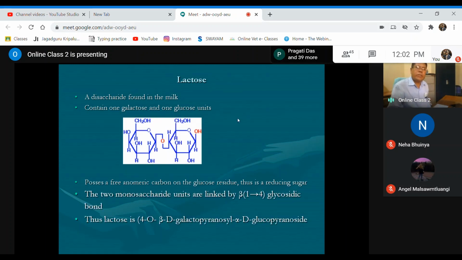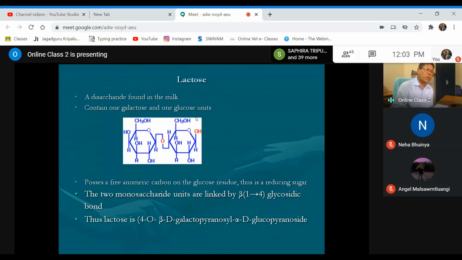Here, the first residue, if you see the configuration at carbon number 4, the OH group attached is above the plane of the ring. That means it is a galactose molecule. The configuration at the anomeric carbon of the galactose is beta. So it will be from carbon number 1 to carbon number 4, and the configuration is beta, so this will be a beta 1 to 4 glycosidic linkage. Here the two monosaccharide units are linked by a beta 1 to 4 glycosidic linkage.